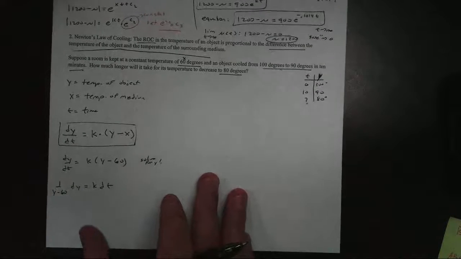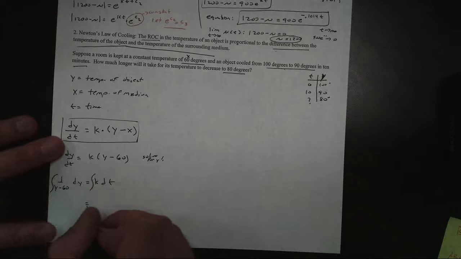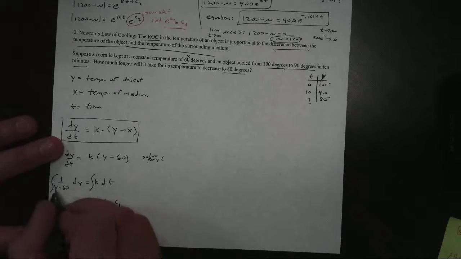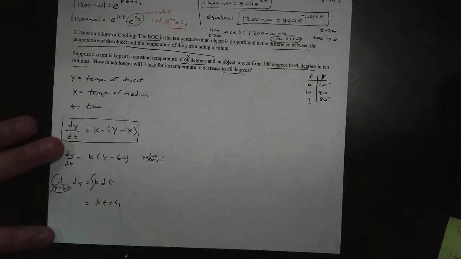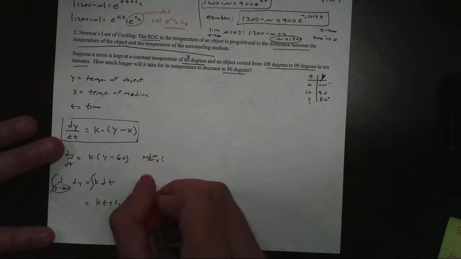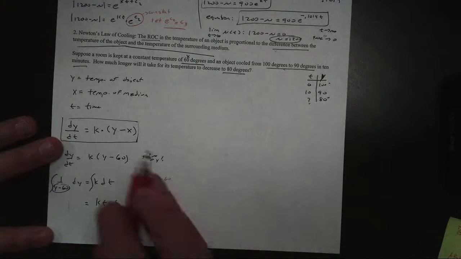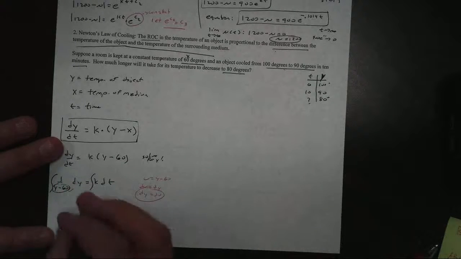When we take the antiderivatives now, on the right side we get kt plus c1, just like before. Over here there's a u substitution. Again, I would encourage you to write this out. U equals y minus 60, du equals dy, which is what I want, no sign change. But remember, that's my u, so we're going to get the natural log of y minus 60 here.